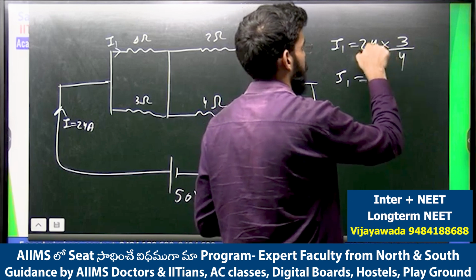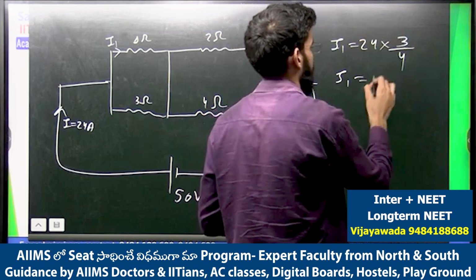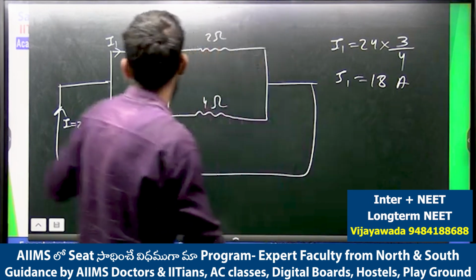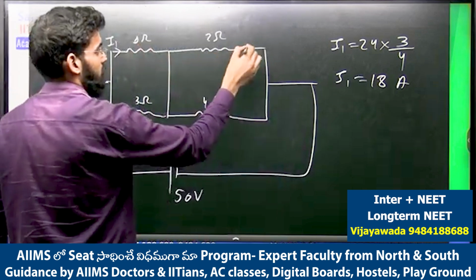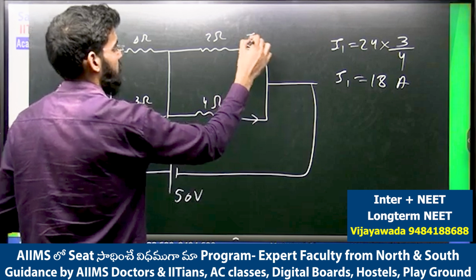3 by 4, 24, 4, 6. 6 into 3, 18 ampere. So here I1 will flow 18 ampere. Okay. This is 2, 4. So this is coming this side, this is coming this side. Let's name this as I2.